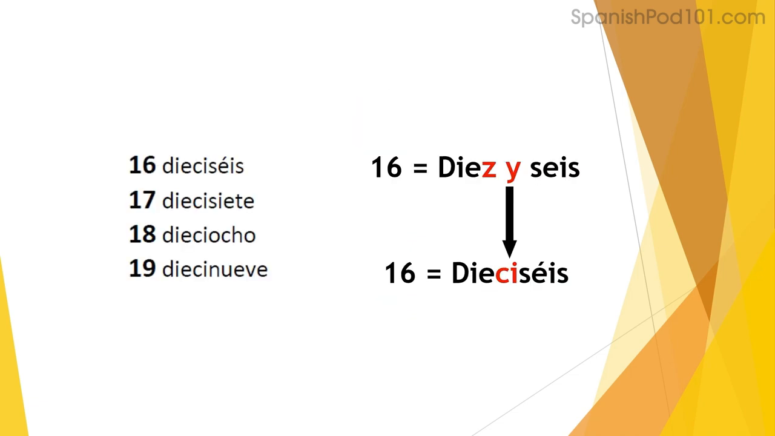For the numbers from 16 to 19, what we are basically doing in Spanish is saying 10 and the number afterwards. So in this example, 16 in Spanish is 10 and 6, okay? The thing is that, as you can see on screen, 10 and 6 are three words, but we say them fast and we fuse these three words into one. As you can see on screen, Z becomes C and Y becomes I.